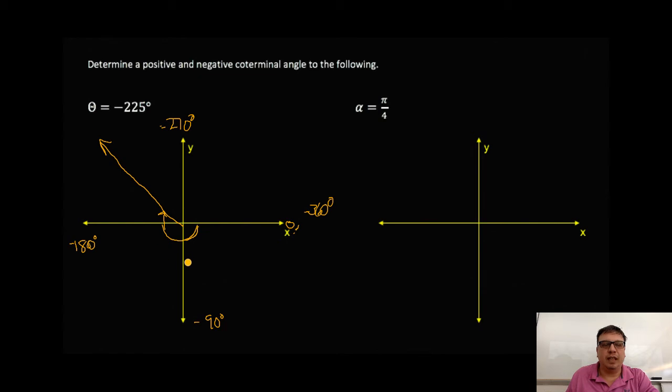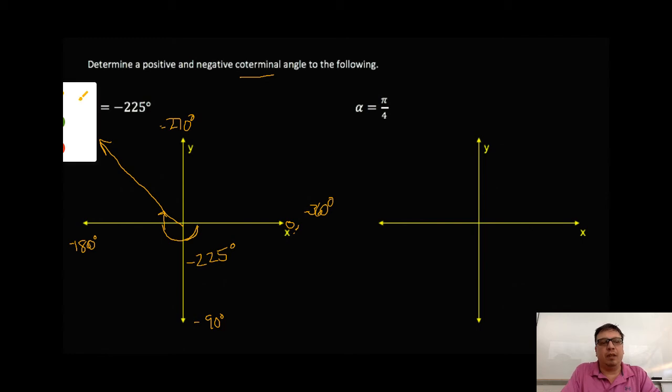So this right here is negative 225 degrees, this angle that we've rotated through. What we mean by coterminal is that we want other angles that have the same terminal side. So if I decide to rotate, instead of going negative from here and go to here, then that's a different angle. And it's coterminal because it has the same terminal side. So that's what we mean by terminal and coterminal.